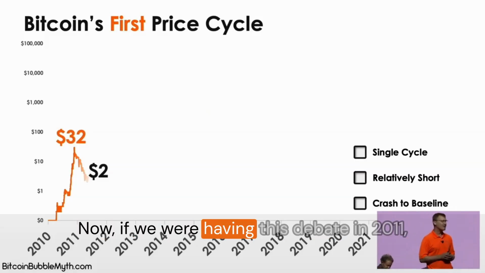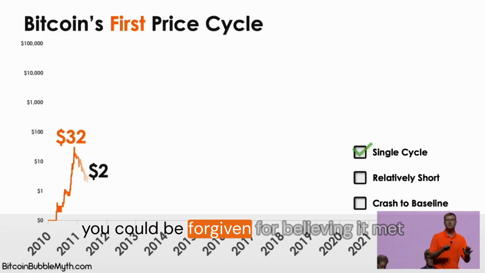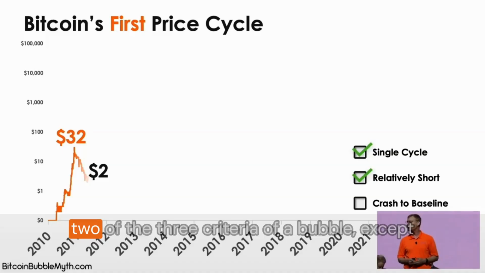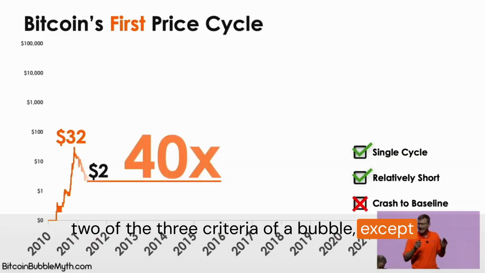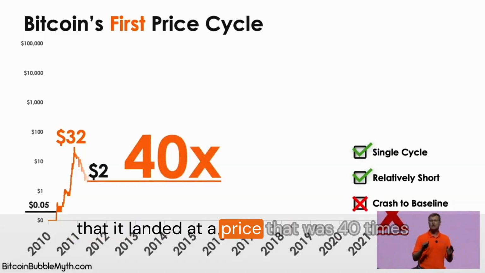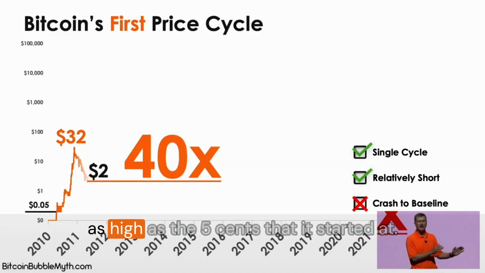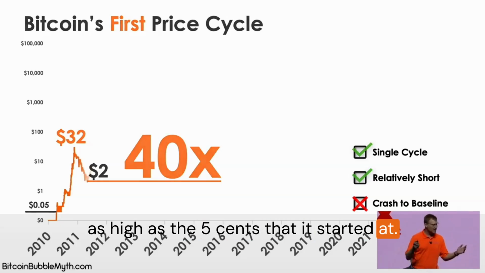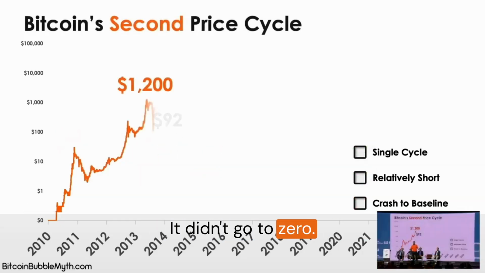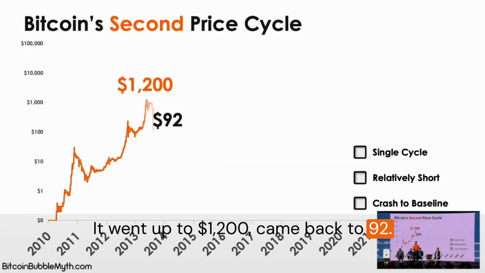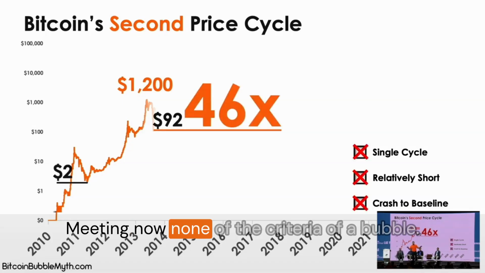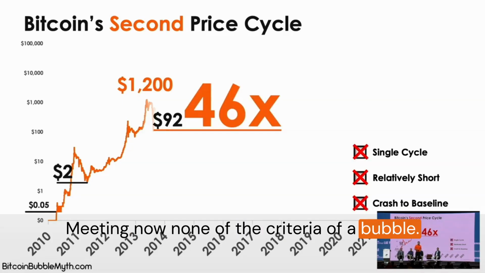Now, if we were having this debate in 2011, you could be forgiven for believing it met 2 of the 3 criteria of a bubble, except that it landed at a price that was 40 times as high as the 5 cents that it started at. What happened next? It didn't go to 0, it went up to $1,200, came back to $92, meeting now none of the criteria of a bubble.